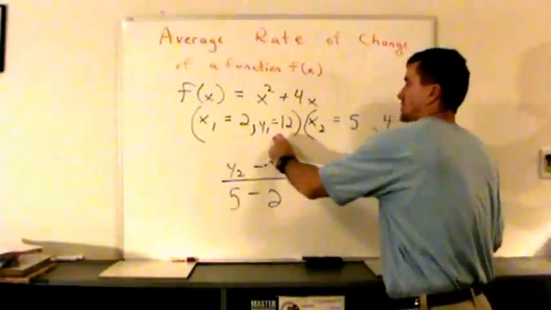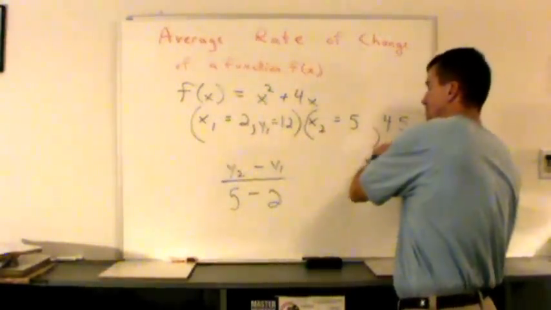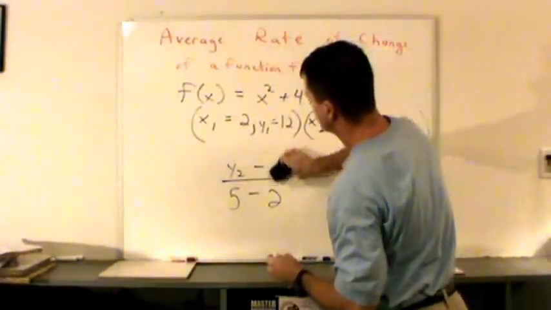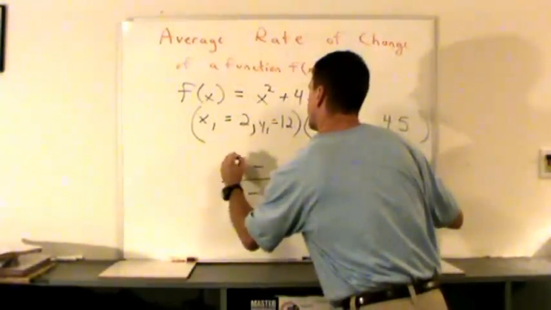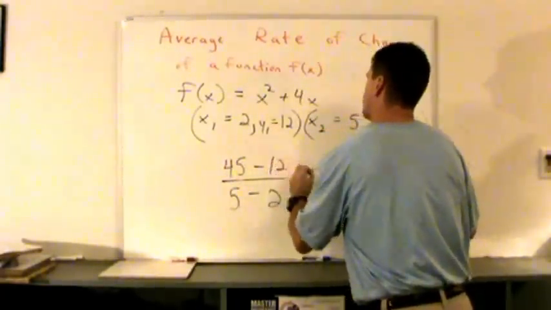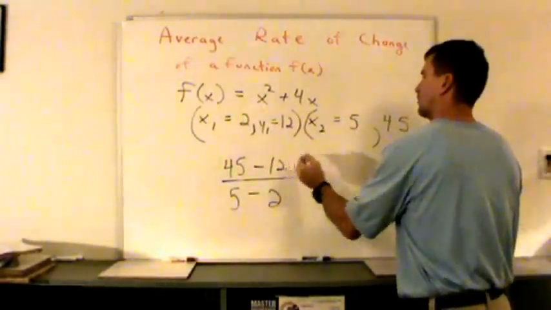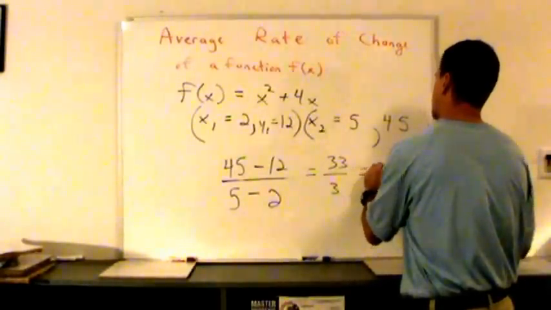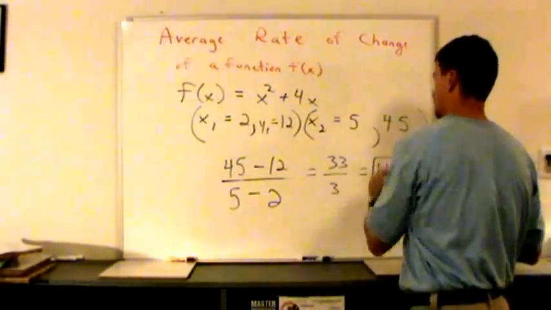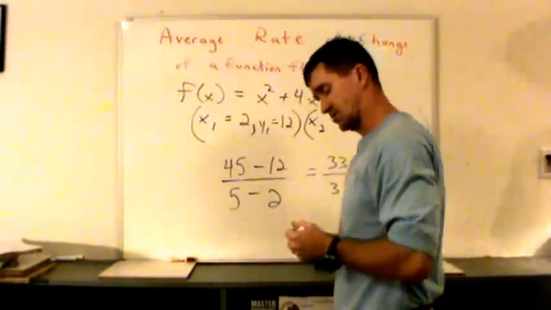x sub 1, y sub 1. x sub 2, y sub 2. Now we have these. Put the 45 here. Put the 12 here. We get 45 minus 12, 33, over 3, which is 11. No units were given, so we'll just leave our answer as 11.